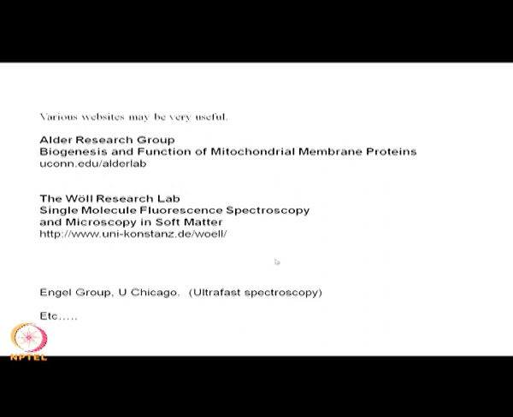who are doing various types of research involving fluorescence spectroscopy, like biogenesis and function of mitochondrial membrane protein. Here basically you will learn the application of fluorescence spectroscopy to mitochondrial membrane protein. Here is single molecule fluorescence spectroscopy and microscopy of soft matter. Single molecule fluorescence means you need to have this microscopy aspect, and also microscopy of soft matter. Now if you want to know about ultrafast spectroscopy, then you click on the specific website or specific group's website, where you will find plenty of information.